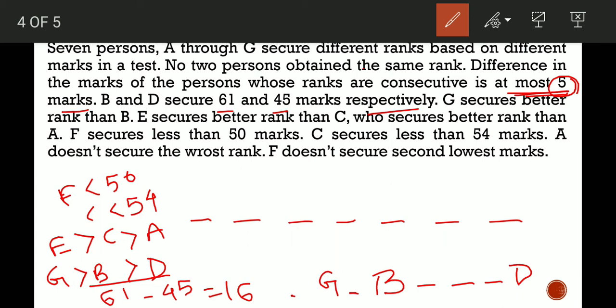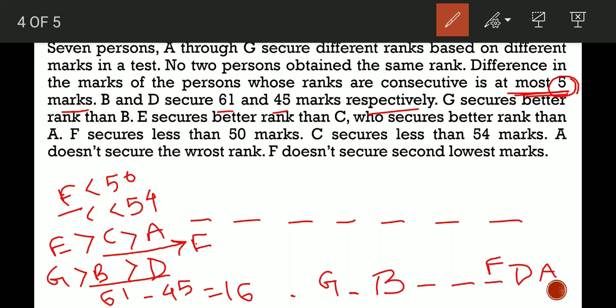Now we have to put the remaining conditions. It is given that E is better than C, which is better than A in rank. Now it is given that C secures less than 54 marks and F secures less than 50 marks. Therefore, F's rank is after C. So F ranks somewhere in this position, but F couldn't be at this position since F couldn't be the second last person. Now if we put F in this position and A in this position, this is also not possible since A couldn't be the worst rank holder.